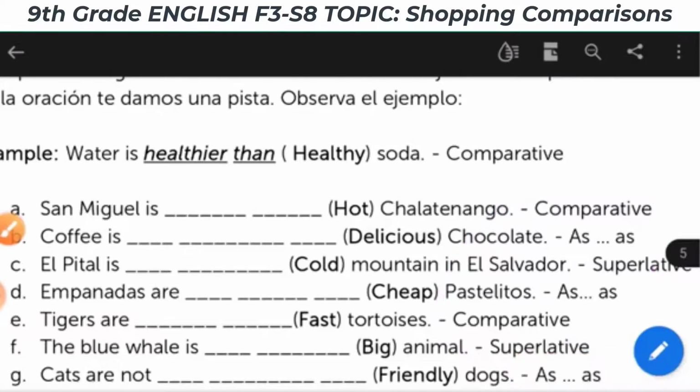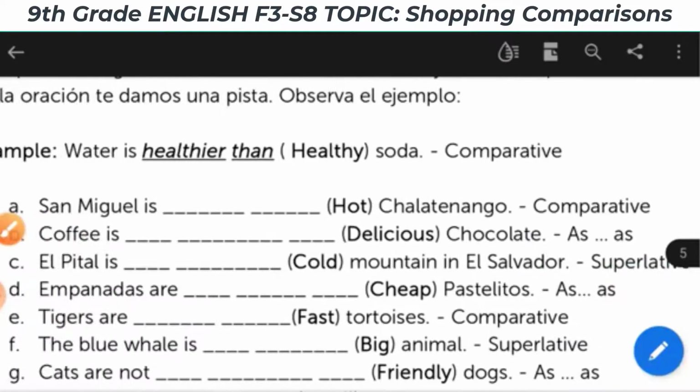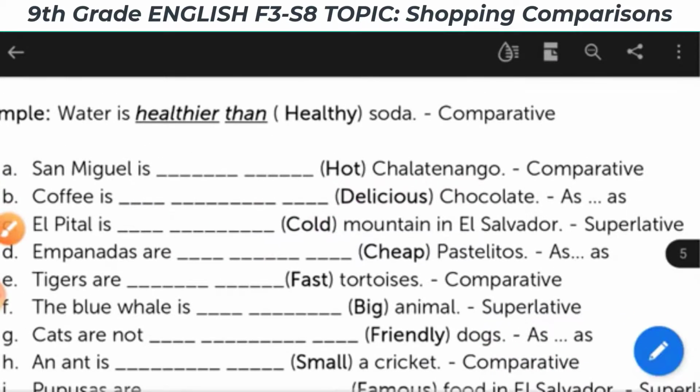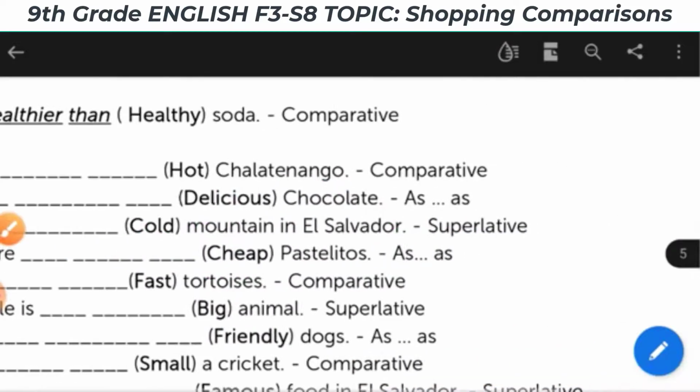They have the clue at the end, okay? El Pital is colder than... no, ya no sería eso, porque mira, dice que es superlative. Y el superlative es el que lleva the coldest. ¿Ok? Fíjate siempre en la pista, no te vas a equivocar como yo me quería equivocar ahí. Empanadas are, ve, y lleva el as. Empanadas are as cheap as pastelitos. ¿Yes? Fíjate siempre en la pista.